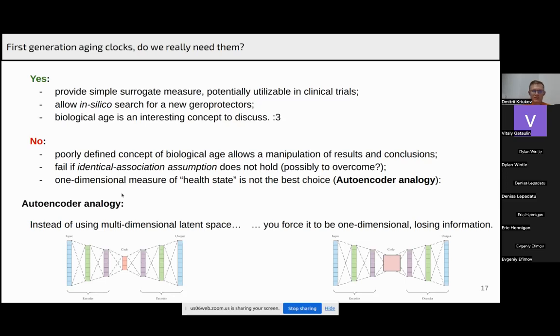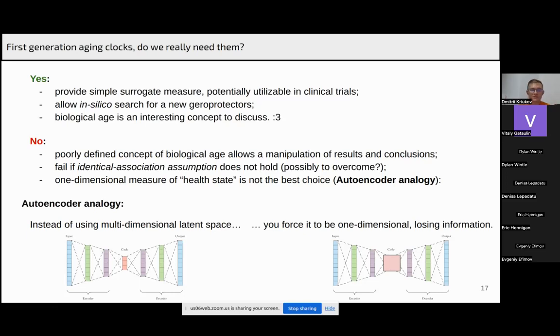I propose an autoencoder analogy, because an autoencoder tries to compress your information. If you know what an autoencoder is, it's just a neural network which tries to compress information into the latent space, and by decompressing you need a small set of parameters. When you try to compress all information about aging of an organism into the one-dimensional latent space, which we may also call biological age, you lose information, and the losses can be very high.